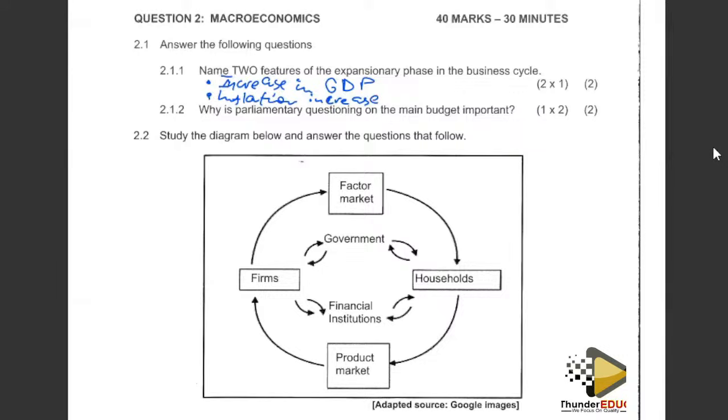Okay, right, grade 12. So now let's move on to the next question. The next question reads as follows. Why is parliamentary questioning on the main budget important? It is so important because it helps improve government policies, legislation, and public services. We are saying that this is important because it helps to improve government policies, legislations, and public services.